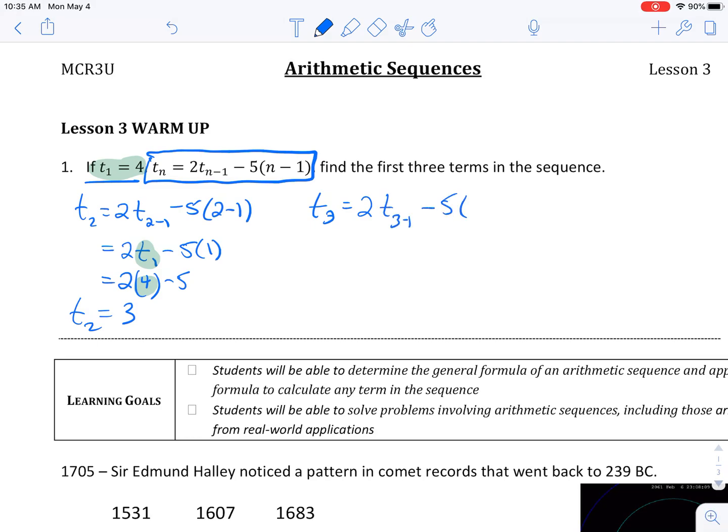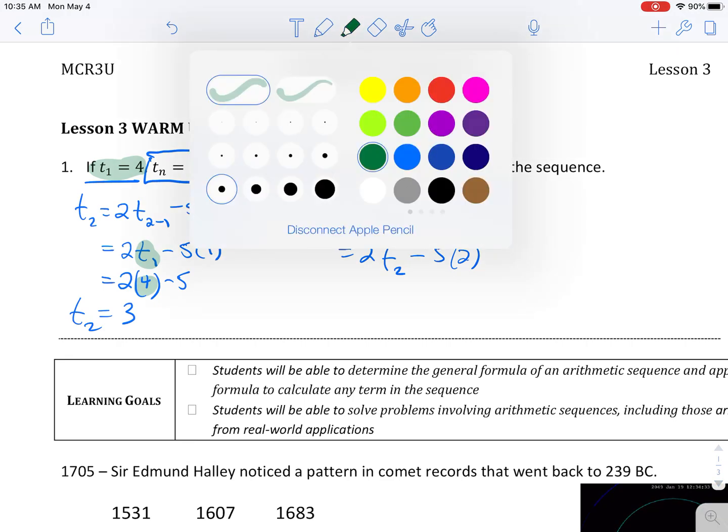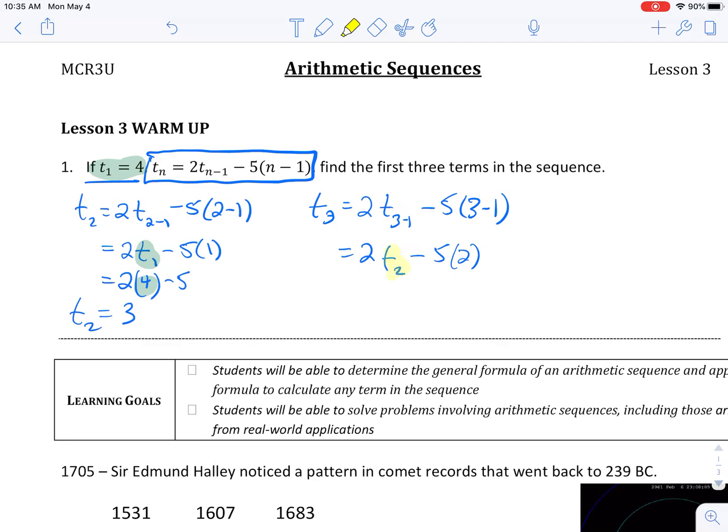So the next one, the third term, do the same thing. Try this out. You can jump a couple steps in this process if you want. The key here is that at this step, I'm going to replace t sub 2 with the value of t sub 2, which we found here to be 3. So let me just highlight that. This guy is the 3. So I have 2 times 3 minus 10, so this is going to be minus 4. That's the value of my third term.